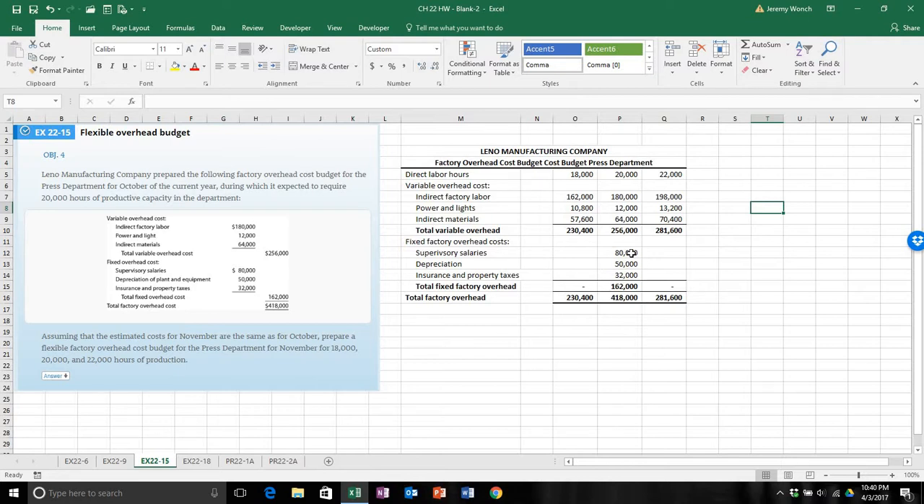Fixed costs are even easier. Fixed costs don't change based on production, so they're going to stay the same, and we can just copy and paste those over. And so now we have our estimated cost budget based on 3 different levels of production.